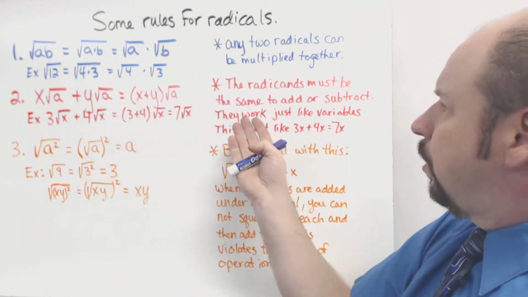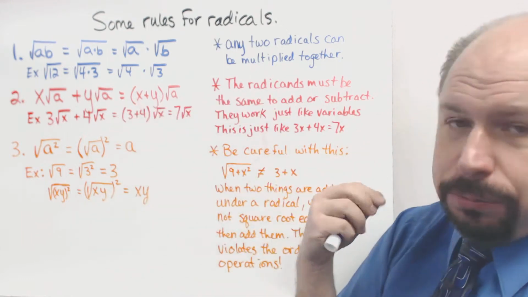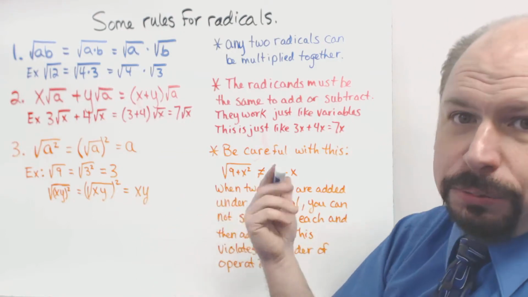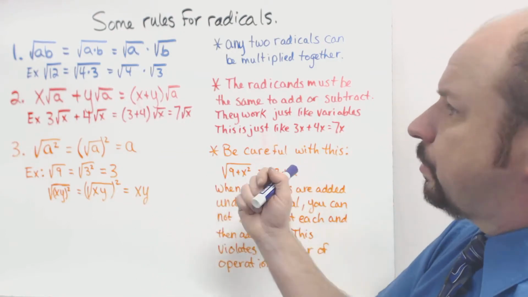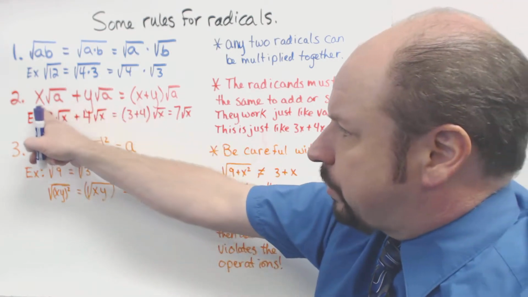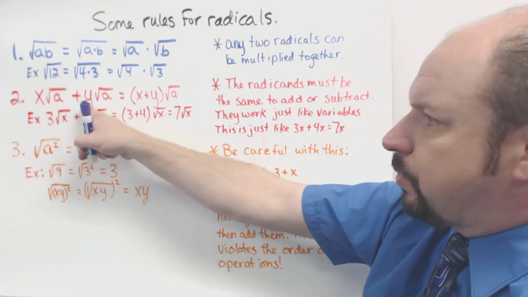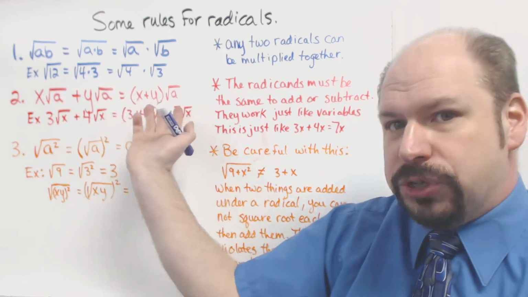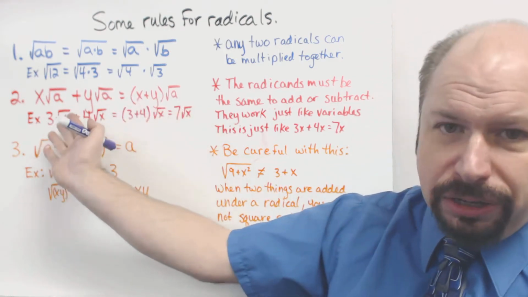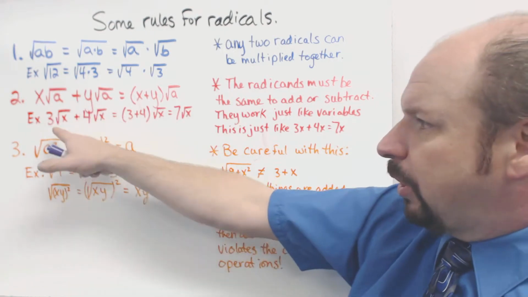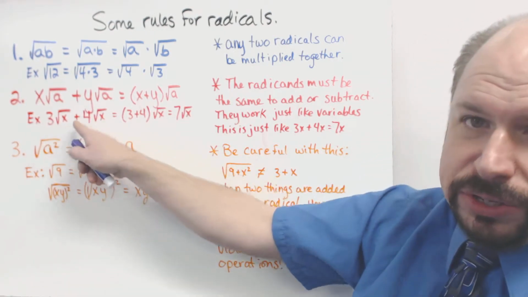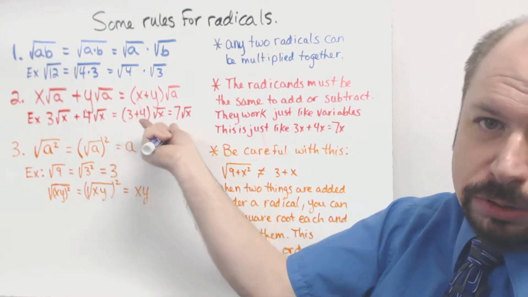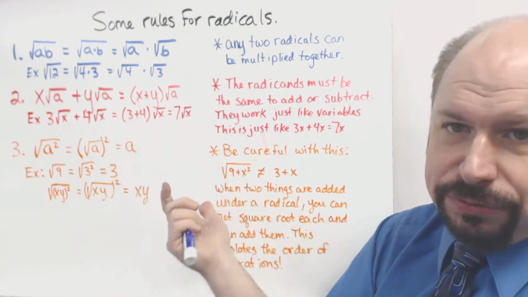In the second rule, the radicands must be the same in order to add or subtract. But if they are the same, we can add or subtract them, just like if they were variables. For example, x times the square root of a plus y times the square root of a is equal to x plus y, times the square root of a. An example with maybe some better numbers: 3 square root of x plus 4 square root of x is equal to 3 plus 4 times the square root of x, or 7 root x.